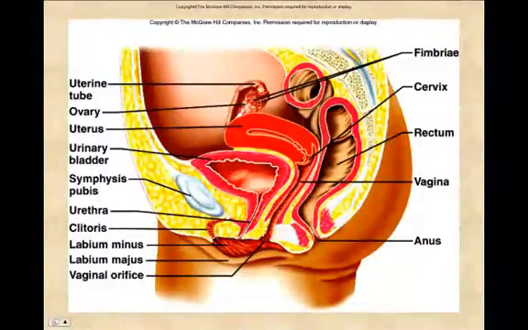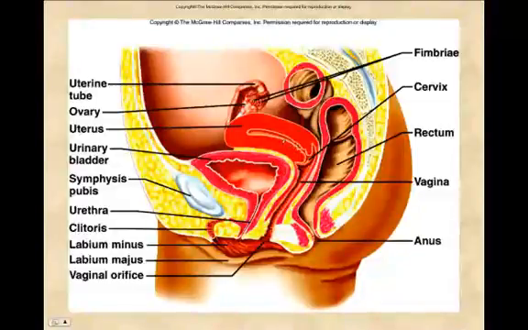So here at the very base of the uterus is going to be the cervix. Okay, so basically the cervix is the opening into the uterus here. And then just below the cervix here would be the vagina. And here, obviously right in front of the uterus, is going to be the urinary bladder.